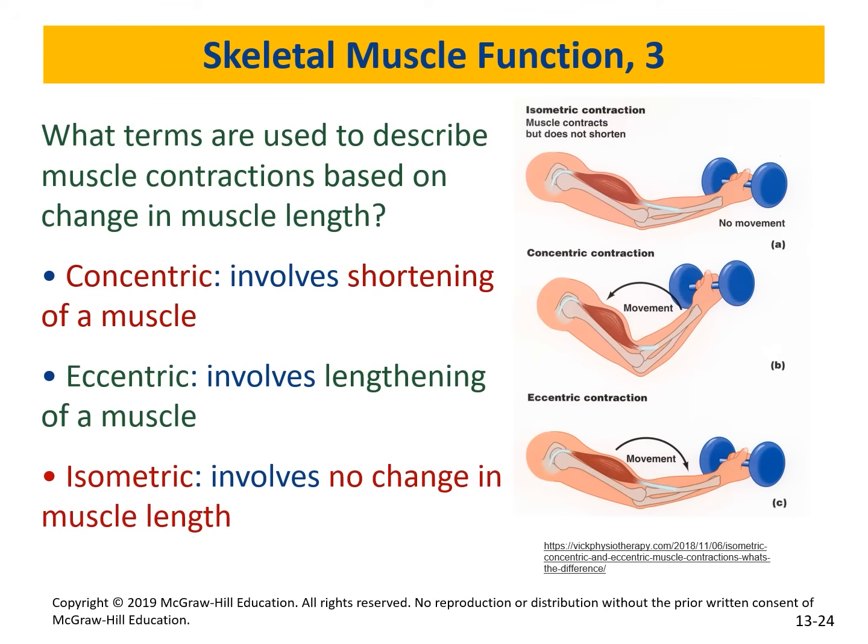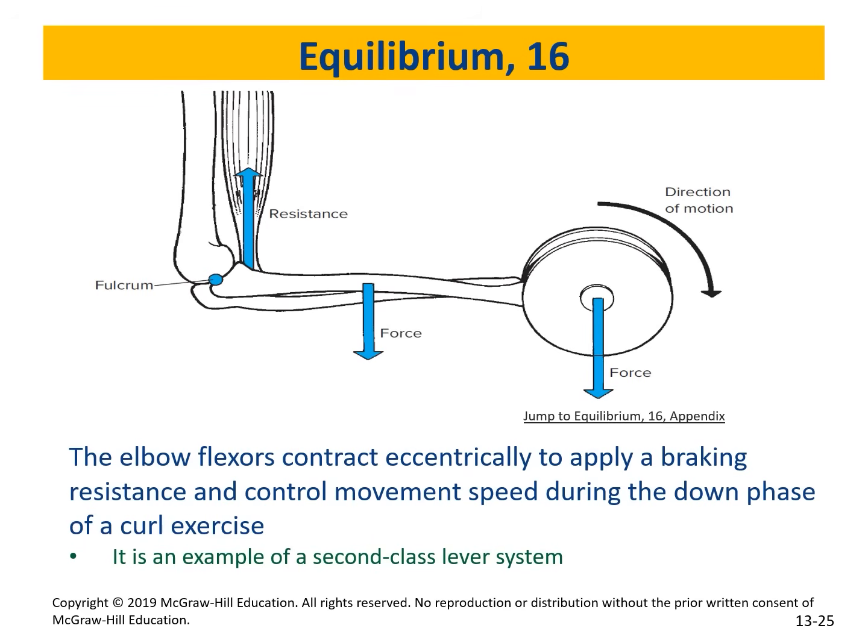Now what happens is that an eccentric contraction is an example of class 2. Let's say I have a weight and the weight is dropping down. That is the force pulling down, and I'm trying to pull back with the resistance. So the resistance is now in the middle between the force and the center of rotation. That's an example of class 2 in the body. But normally, we have class 3 levers in the body. So the elbow flexors contract eccentrically to apply a braking resistance and control movement speed during the lowering phase of a biceps curl exercise. It's an example of a second class lever. Good with that? All right.